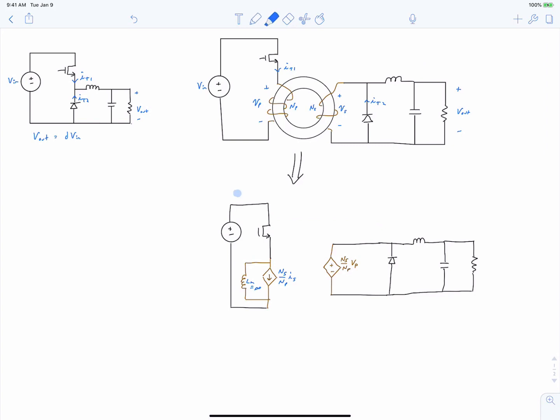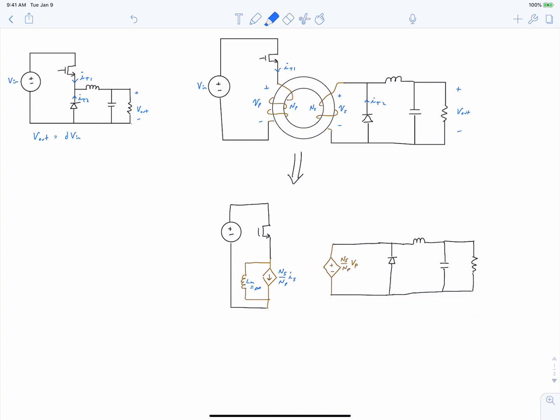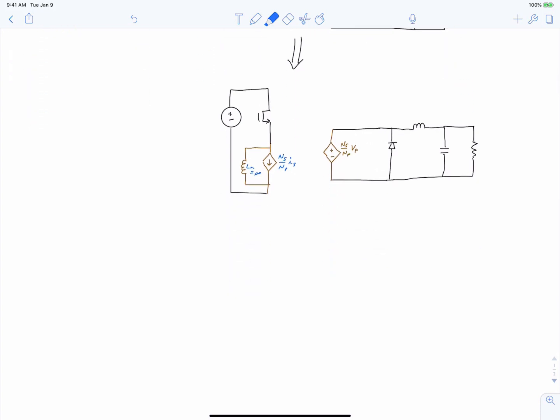So you can see our primary equivalent circuit is over here, and the secondary side attached to the transformer equivalent circuit is over here. If we work with this just a little bit more, we'll sketch the secondary side by converting that dependent voltage source into an effective MOSFET and diode, so into an effective single pole double throw side.